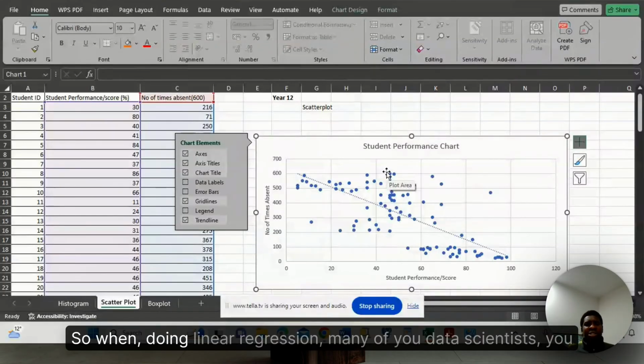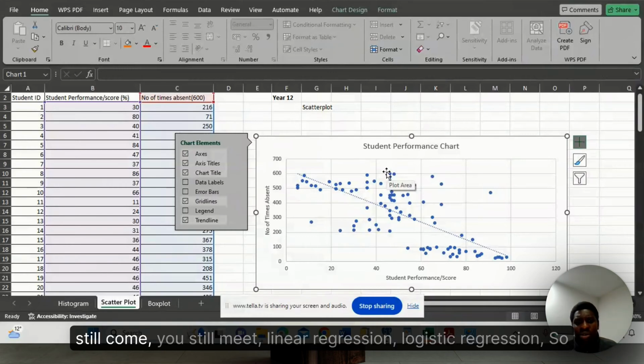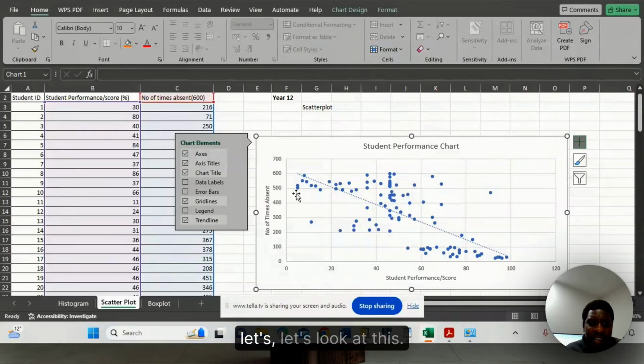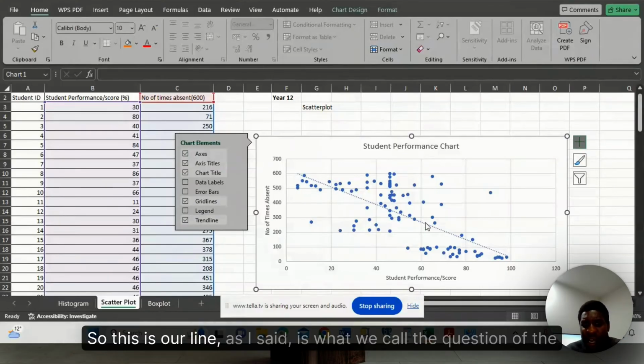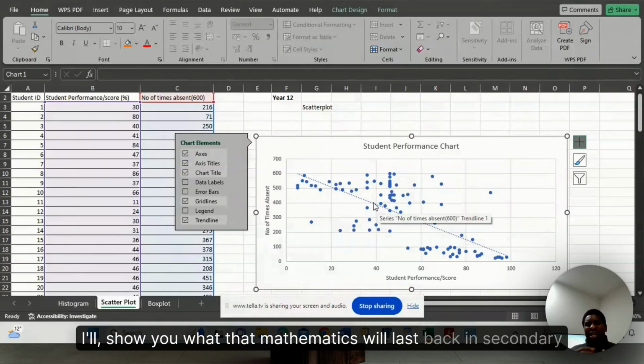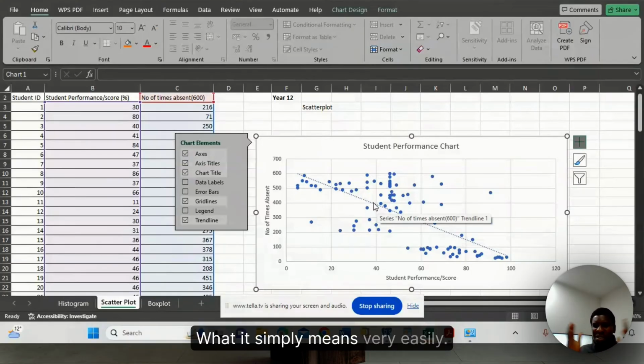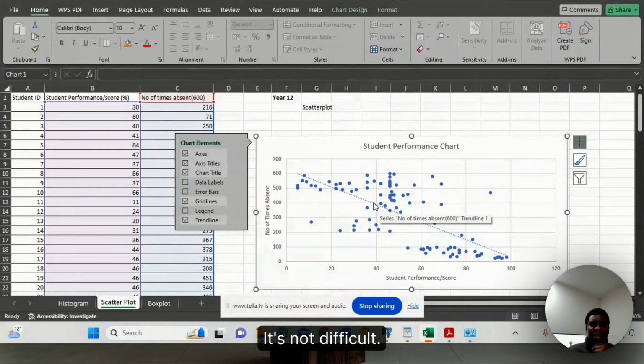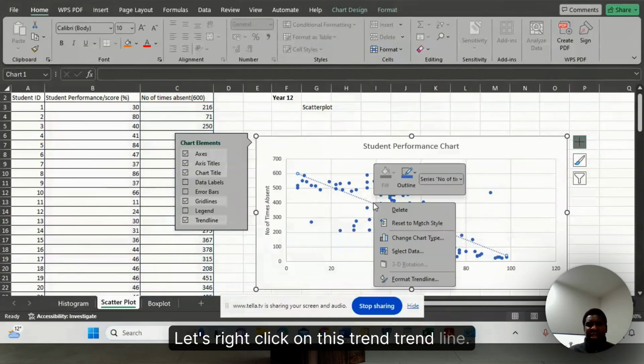So when doing linear regression, many of you data scientists will meet linear regression and logistic regression. So let's look at this. This is our line. As I said, this is what we call the equation of the line. And I'll just show you what that mathematics we learned back in secondary school simply means. Very easy. It's not difficult. Let's right click on this trend line.